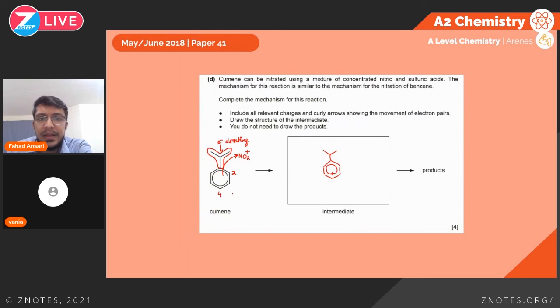right? Now, because this question says you do not need to draw the products, I'm just going to go with carbon atom number 2, right? So we have a hydrogen and we have an NO2. And the carbon-hydrogen bond is going to go heterolytic fission. We draw a curly arrow from the hydrogen to the benzene ring. All right, from the carbon-hydrogen single bond to the benzene ring to put out that positive charge to make it stable once again.